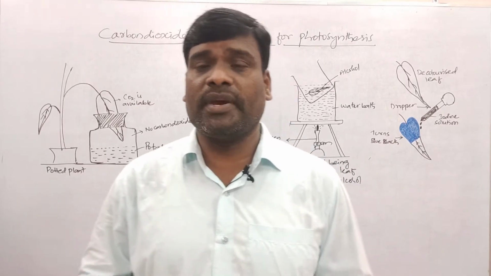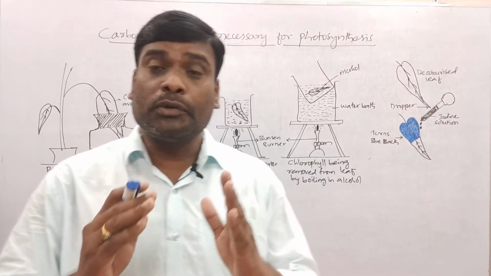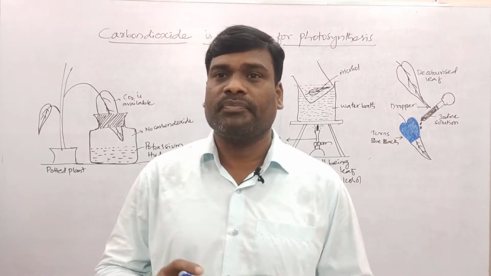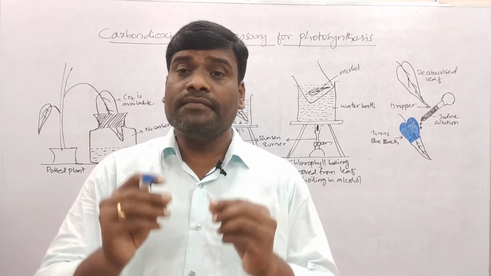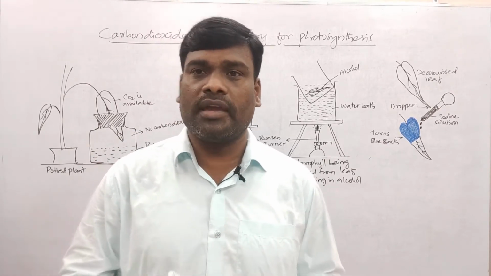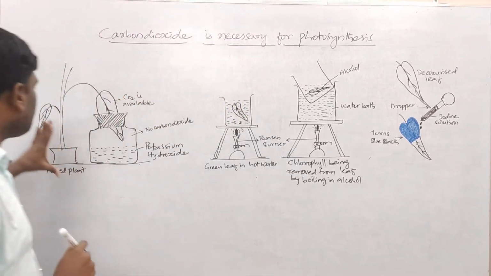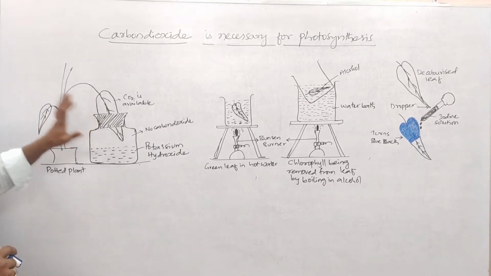For this experiment, we need a potted plant. We need to select a potted plant which has green leaves, children, and the leaves should be long and narrow. So first we have to take a potted plant with green leaves, and the leaves should be narrow as well as long.